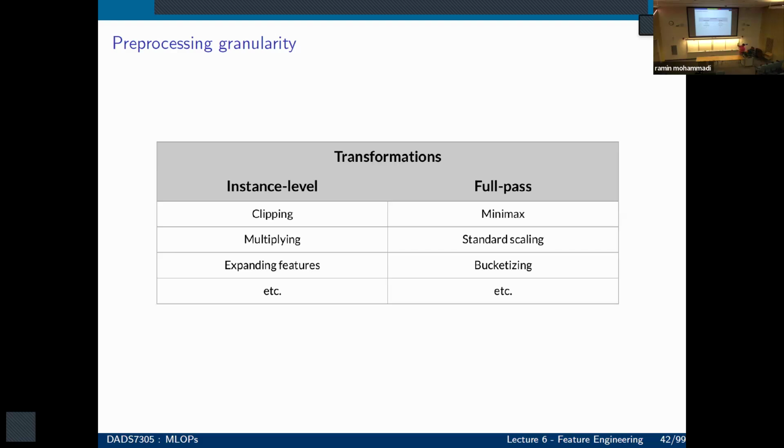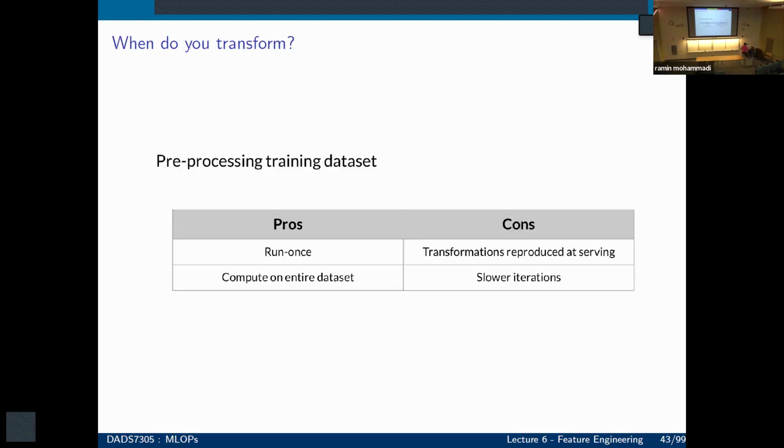Full pass is if you do any of those bucketization, scaling, normalization, because there you need the statistics from either a batch or the entire training data. That becomes a full pass transformation. And they all have their own pros and cons. Okay, so if you do full pass, you need to run it once, correct?